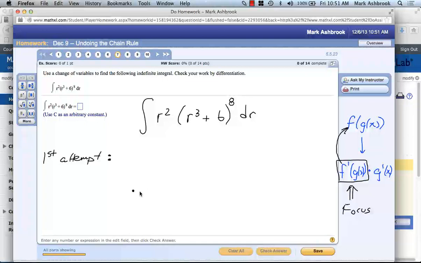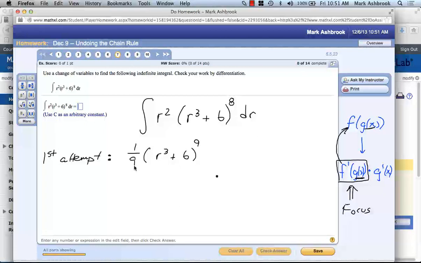And our first attempt is going to be what? Our first attempt. So we're going to leave the inside as it is, going backwards, and we're going to take the antiderivative in the big picture, or in the overall structure. So tell me. Yeah, Kevin. The quantity of r cubed plus b to the ninth over 9. To the ninth? And you want over 9.